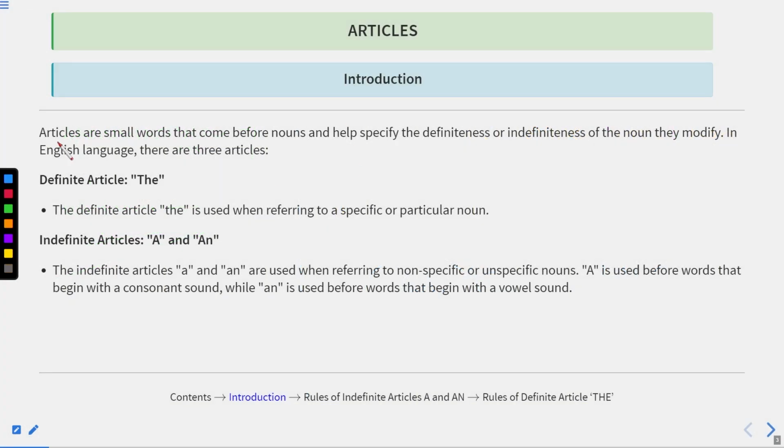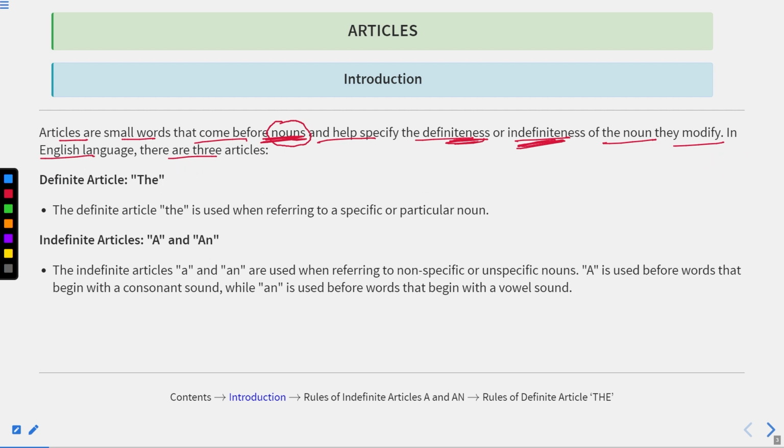If you see this, articles are small words that come before nouns. Now this one is mandatory. A noun is mandatory, because only if there is a noun can this article be placed, otherwise it cannot. And articles help specify definiteness and indefiniteness. It means it will specify whether the noun is specific or particular or not. So they specify the definiteness and indefiniteness of the noun they modify, the words which are modifying the nouns.